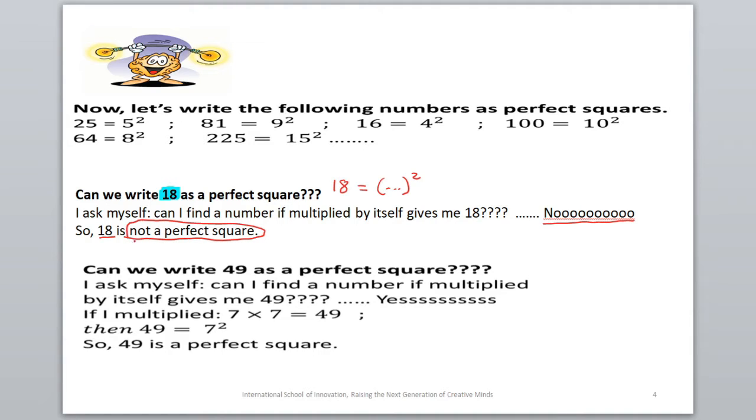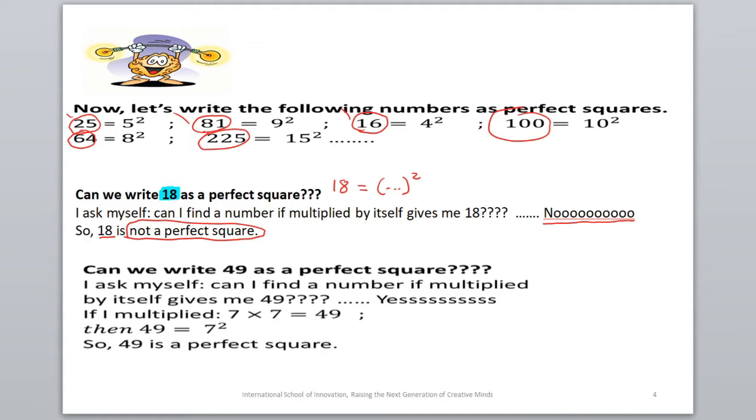So what do we mean by a perfect square now? A perfect square is a number that comes from the square of another number. As 25 is 5 squared, 81 is 9 squared, 16 is 4 squared. All those numbers are called perfect squares. 64, 225, 100, 49, 36, 4. All these numbers are perfect squares.